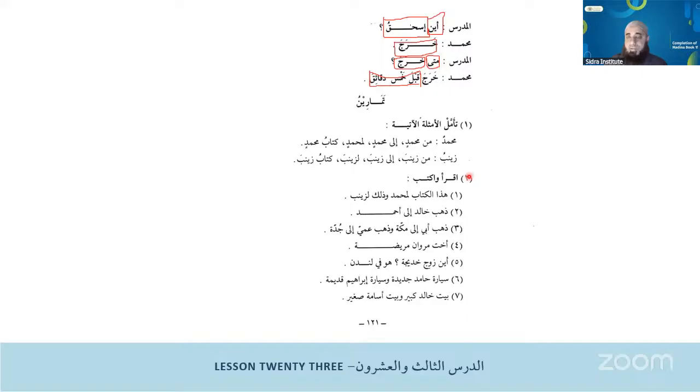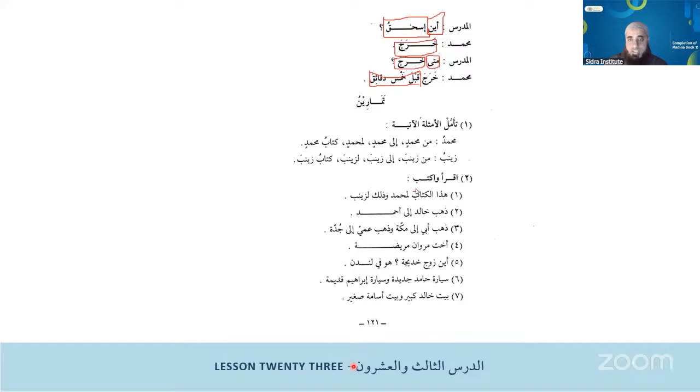Okay, next part of the exercise, the second part, it says اقرأ واكتب, read and write. So we're going to read through these sentences and we'll actually apply the diacritical markings on these as well. So هذا الكتاب.